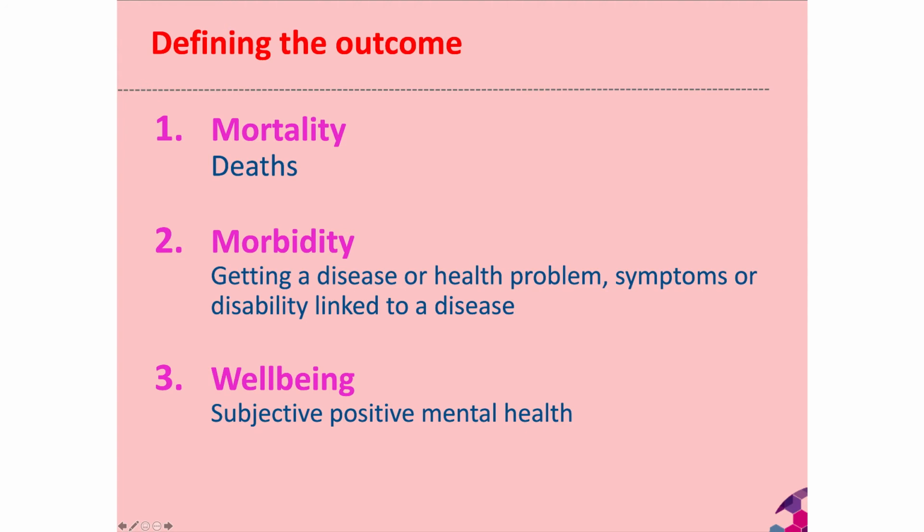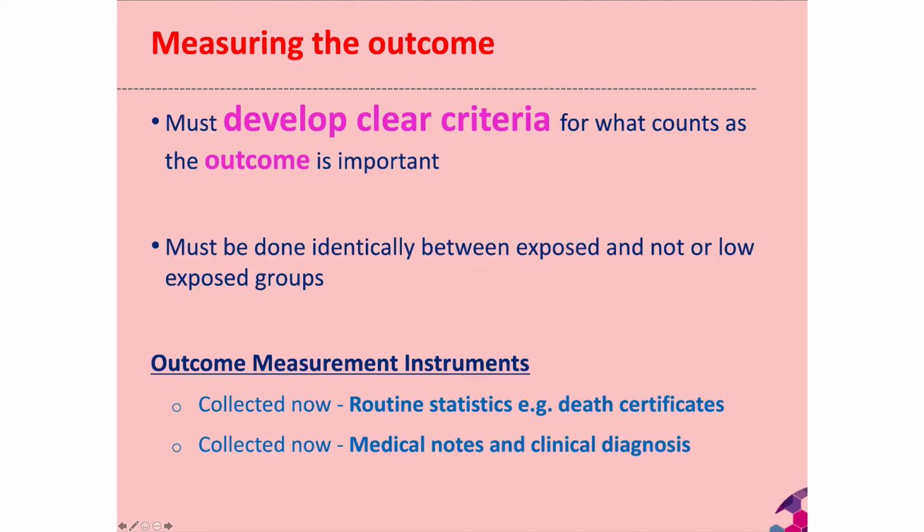So how do we define outcomes? It's very similar to cohort studies. We can look at mortality, we can look at morbidity, and we can look at positive factors like subjective, positive mental health and well-being. Again, we need to develop criteria for what an outcome is. And again, we need to do and measure this identically between the exposed, as in the cases, and the control group.